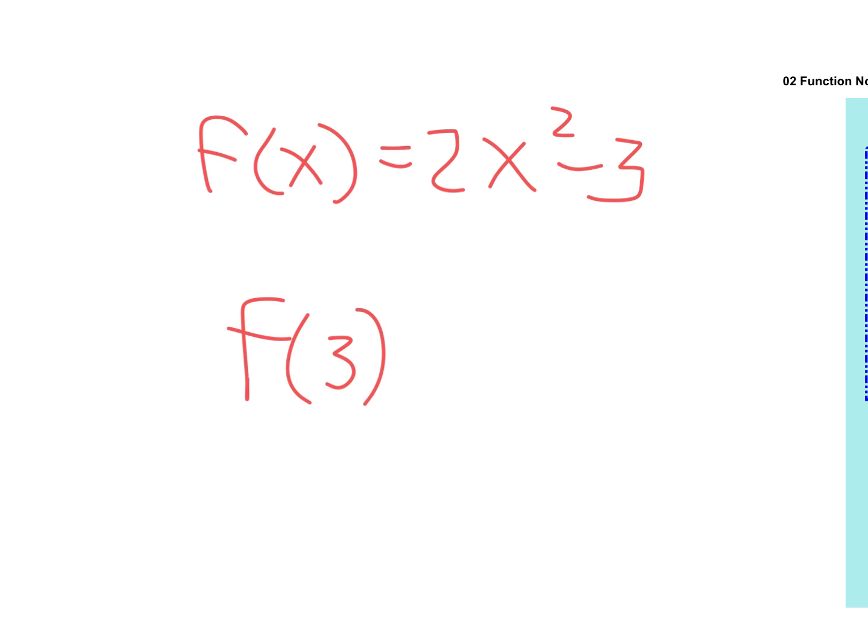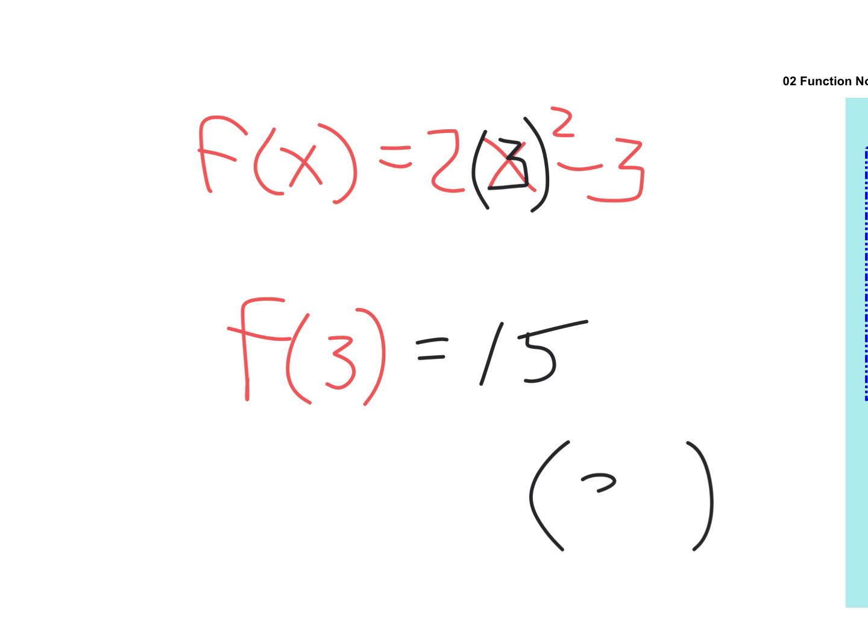So we're just starting with a little something from yesterday, and I asked the students to figure out what f of 3 would be. And I hope you know that you just stick the 3 in right there. And that's 3 squared is 9 times 2 is 18 minus 3, what'd you get? 15. Raise your hand if you had 15.